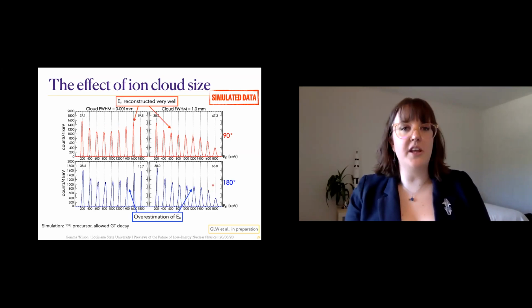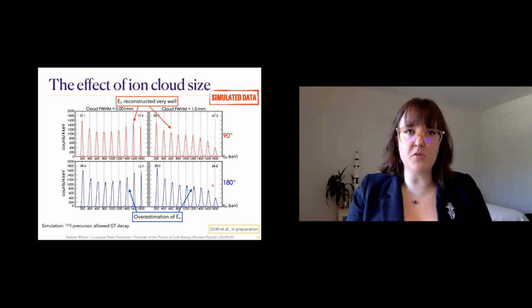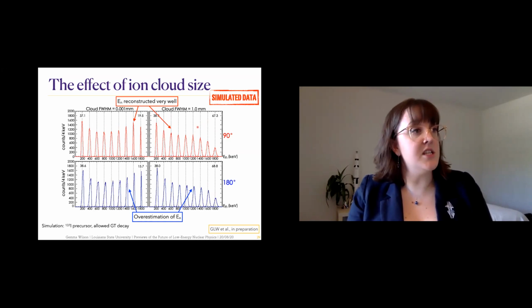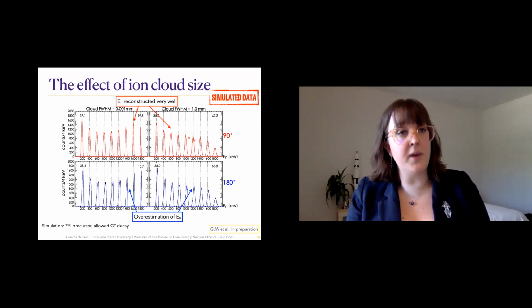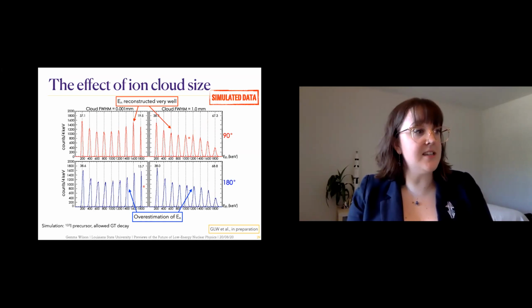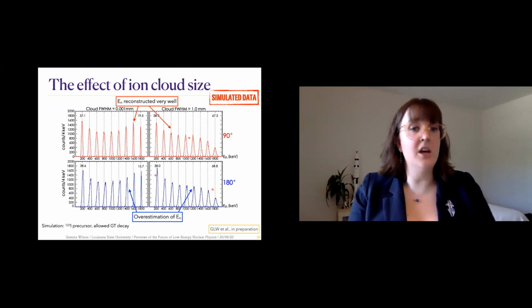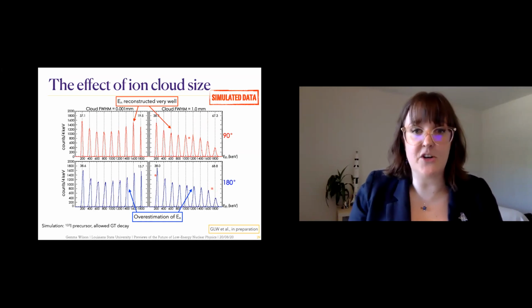If we look at how the neutron energies themselves are reconstructed, the dotted lines here show the neutron energies that I simulated. So you can see for the 90-degree data, the centroids of the peak match very well with the dotted lines. But at 180 degrees, in every single case, there is an overestimation of neutron energy. Why is this the case at 180 degrees?